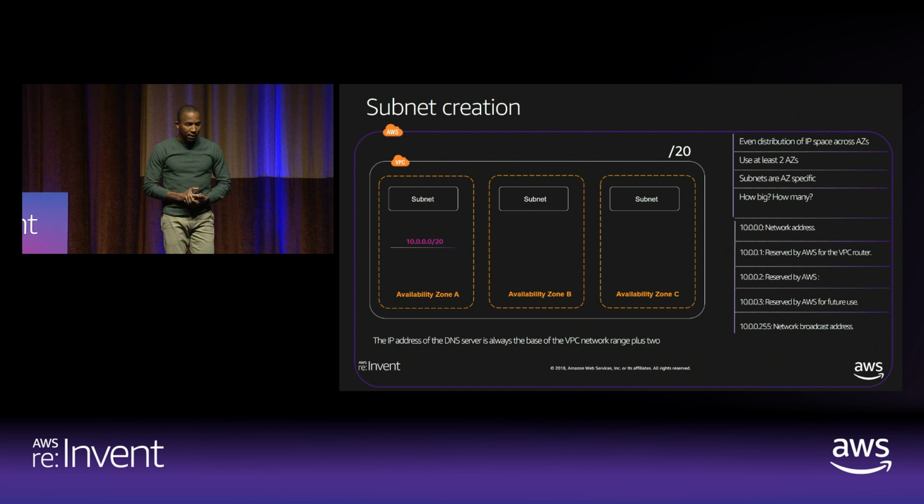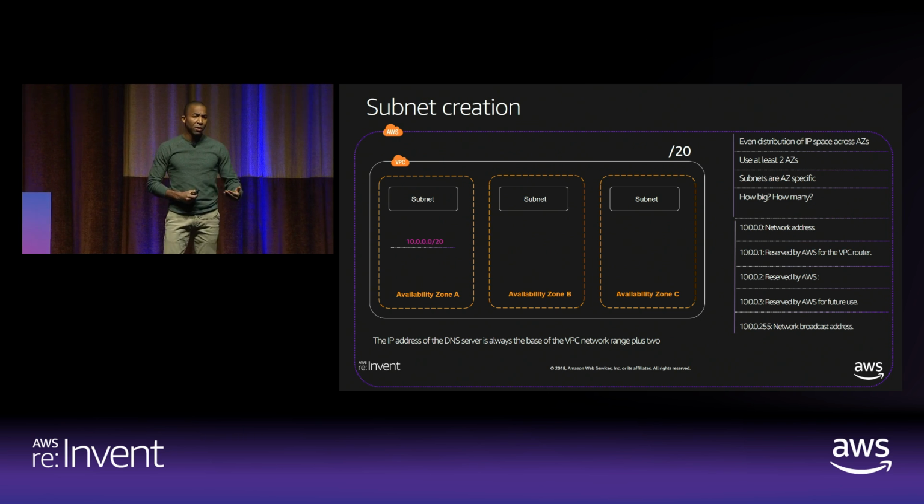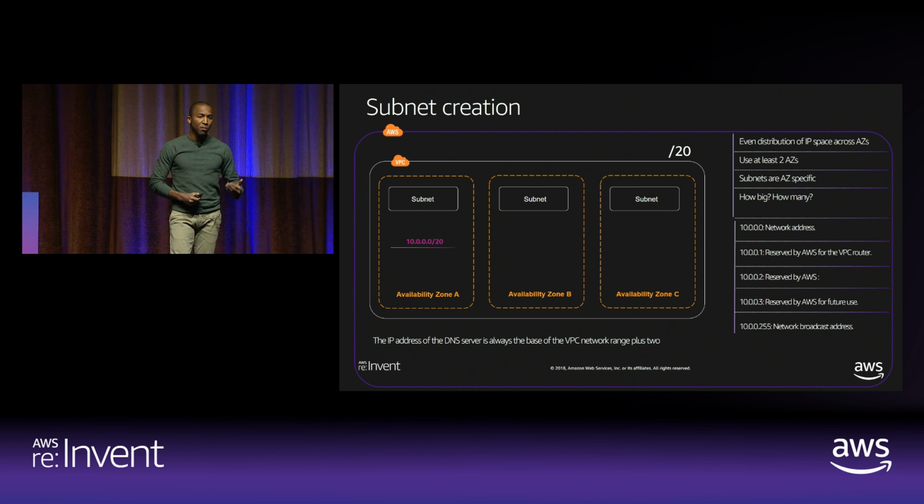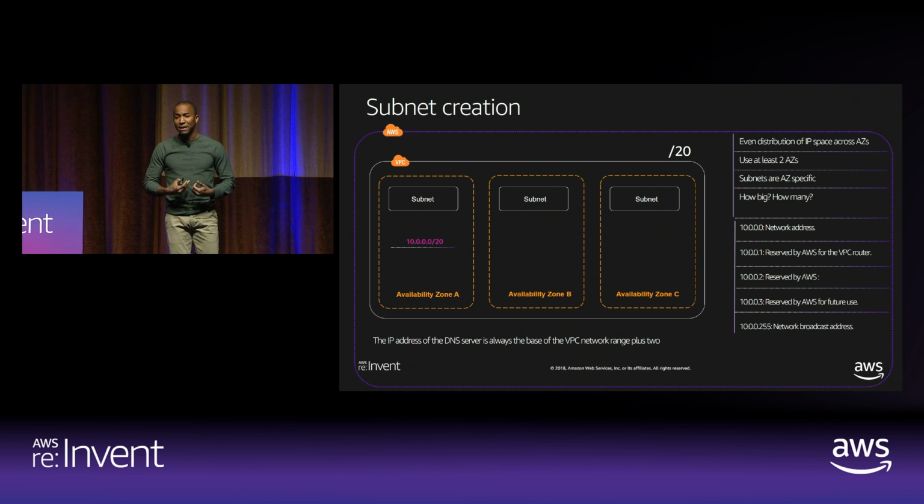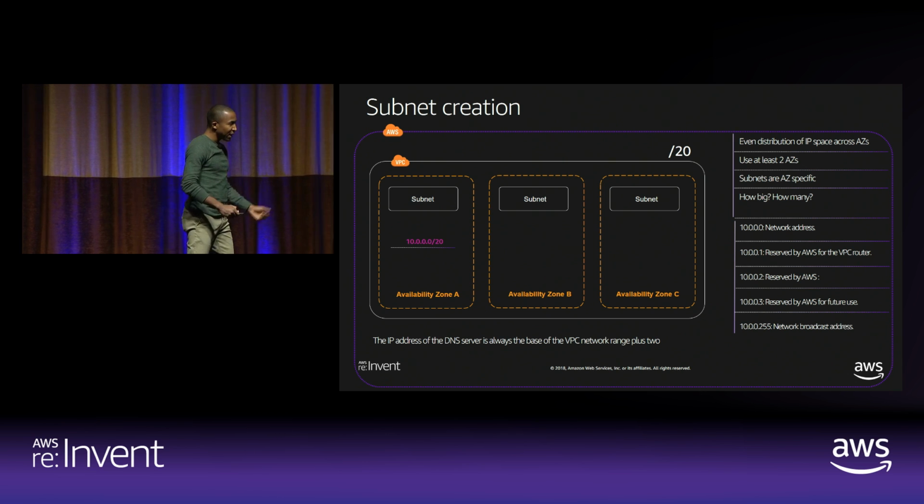For DNS, the DNS IP address that AWS provides within your VPC is generally base +2 of your primary CIDR block definition. So if you ever want to know what your AWS DNS is, it's generally a .2 to your primary CIDR block. So how should I think about subnetting?